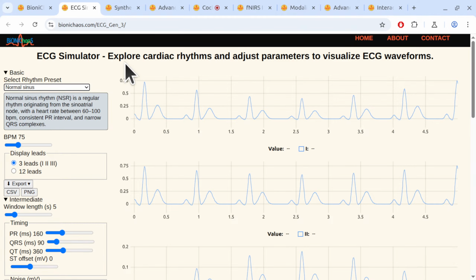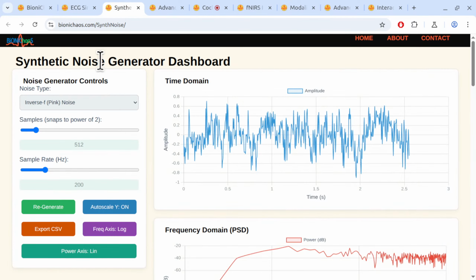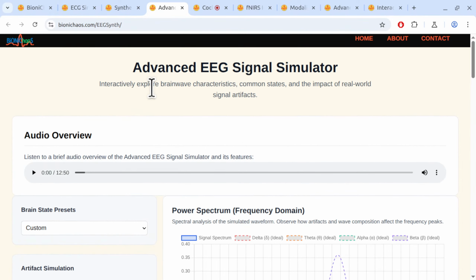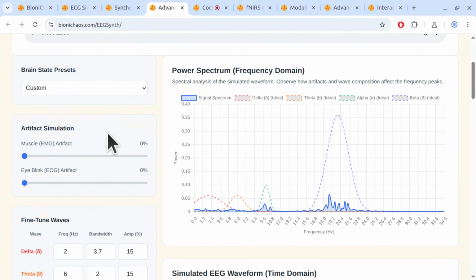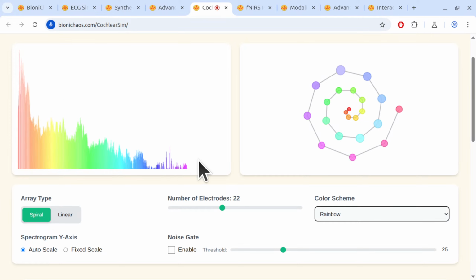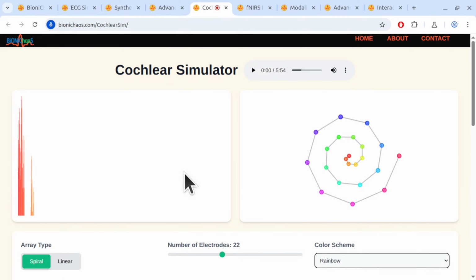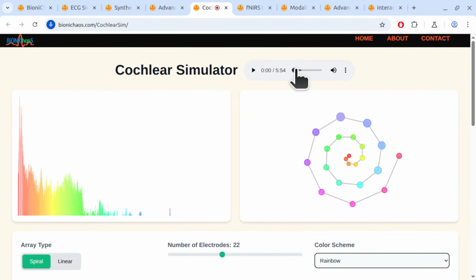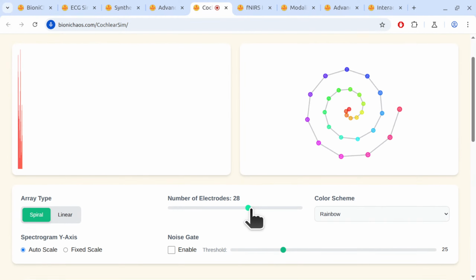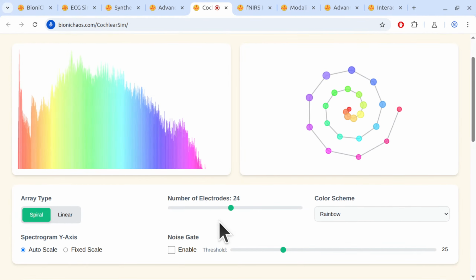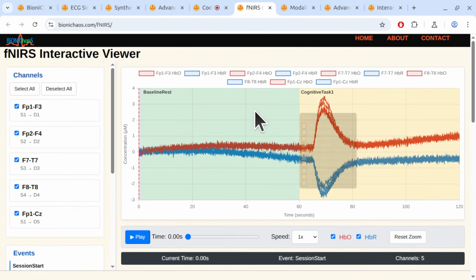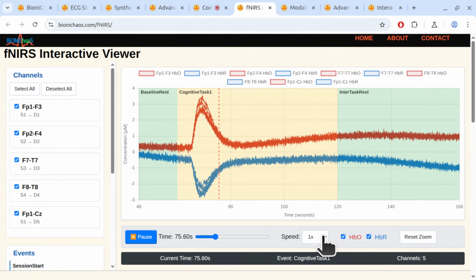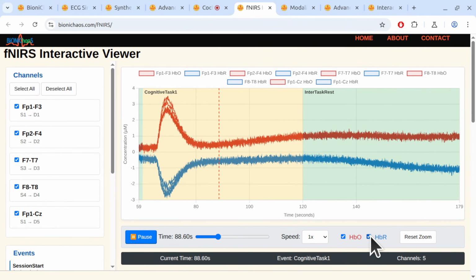You've got ECG simulators, synthetic noise generators, advanced EEG signal simulators, a cochlear implant, obviously. Pretty sure I played that audio before. Should be somewhere on YouTube. fNIRS. Can scroll, play.